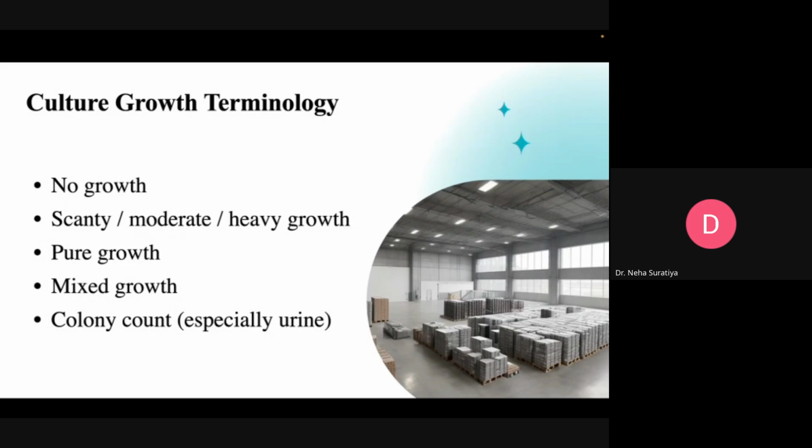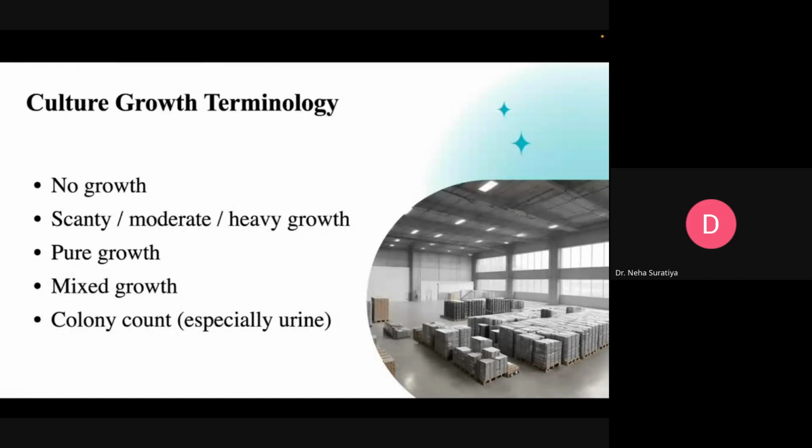As I earlier told you, there are many conditions like that in which you will find multiple bacteria in the laboratory report. What will be written? Mixed growth. Mixed growth means more than one organism. It often indicates contamination. Okay, and also the report has a colony count.